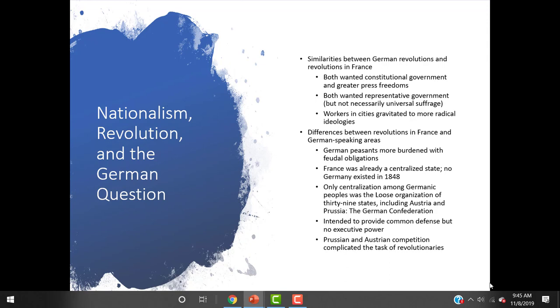But the differences were that the German peasants were still burdened with feudal obligations. France was already a centralized state, whereas Germany didn't exist as Germany per se in 1848. There was still a bunch of little principalities. The only centralizing along Germanic peoples was the loose confederation of the 39 states, including Austria and Prussia. It's called the German Confederation. And it was intended to provide defense, but there was no executive power. And Prussia and Austria were in competition completely over who's going to be the boss. And of course, this is going to complicate the task of anybody trying to revolutionize anything.